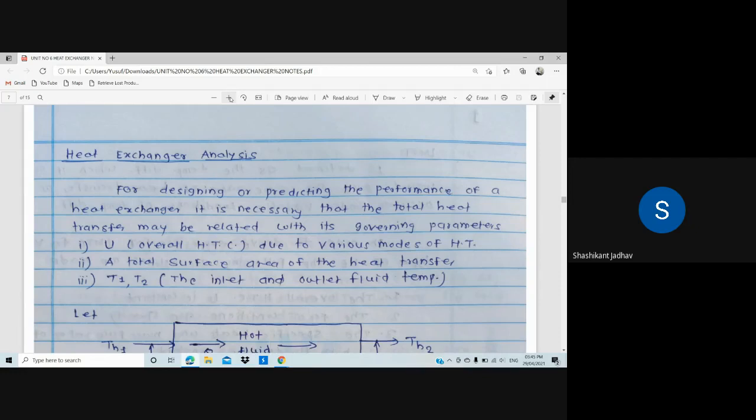Then, what is the total surface area of heat transfer? Whatever heat transfer takes place between the hot fluid and the cold fluid, there is an area through which the heat transfer takes place. This is a very important parameter, the total surface area of heat transfer, that is capital A. Then the third point is T1 and T2. Whatever fluids we are using, there is a hot fluid and a cold fluid. What is the inlet temperature and the outlet temperature of that fluid? This parameter is also very important.